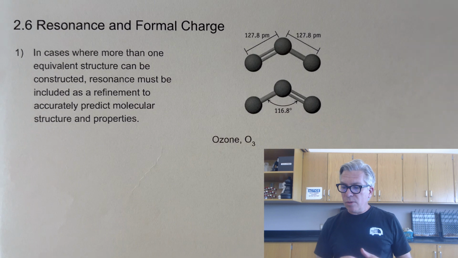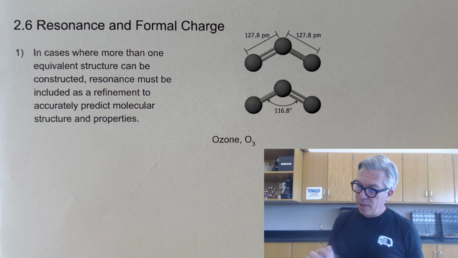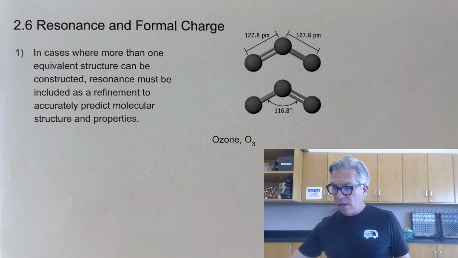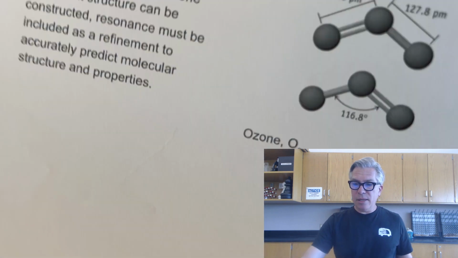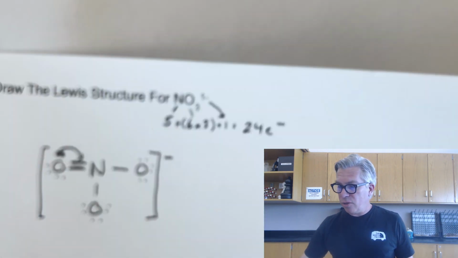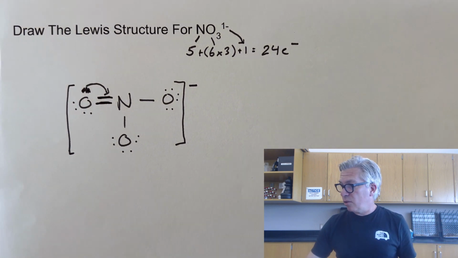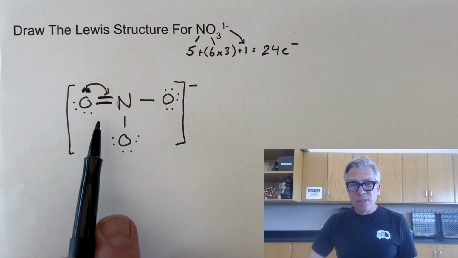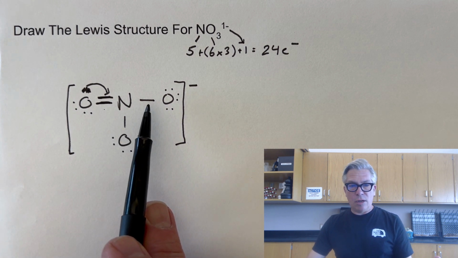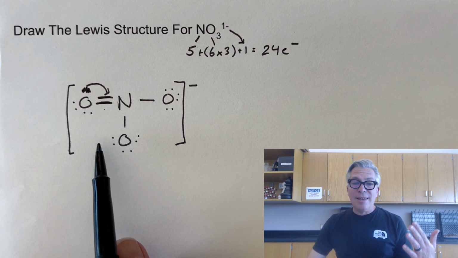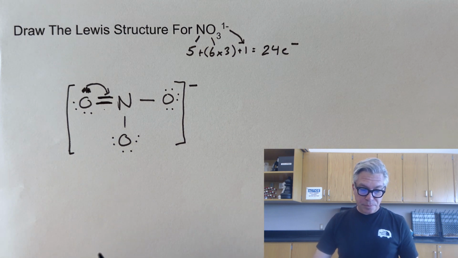Let's talk about resonance for a moment. In cases where more than one equivalent structure can be constructed, resonance must be included as a refinement to accurately predict molecular structure and properties. You might have been thinking about that when I did my nitrate ion or when you did your sulfur trioxide. Mr. Rudolph, why did you pick it to go there? Couldn't you have picked this spot to do a double bond or this spot to do a double bond? And yes, I could have.